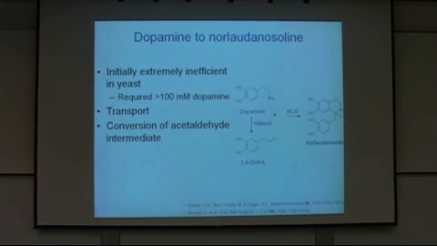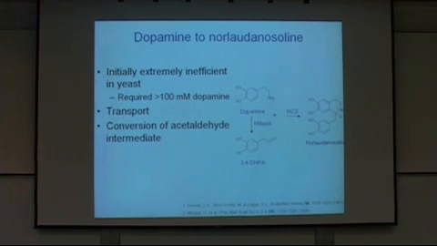So initially, we found that this required greater than 100 millimolar dopamine in our yeast host, which is terribly inefficient. Dopamine is auto-oxidized, especially at acidic pH. So this is one limitation, but we also looked at transport limitations, and we found that overexpressing a mutant amino acid permease in yeast gave us about a 6 to 7-fold increase in norlaudanosoline production.